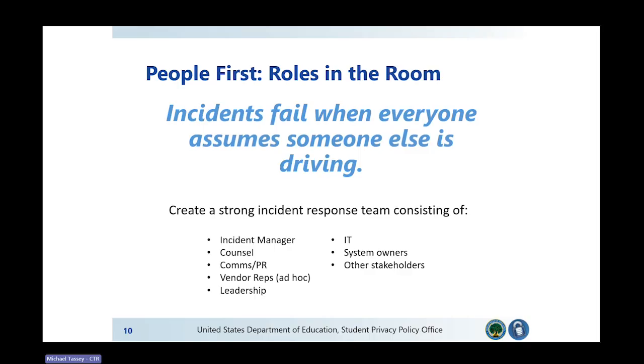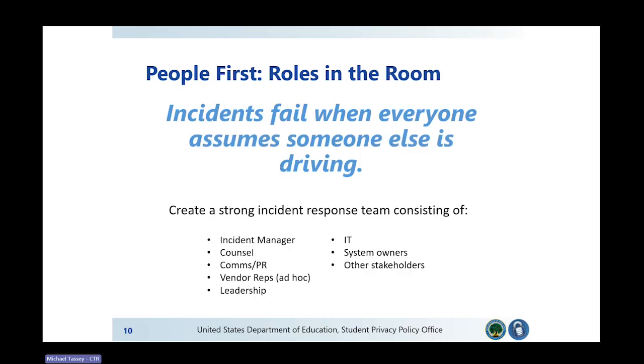Even if it's a third-party breach, remember that you're still going to get calls about it. You're still going to have reporters asking you for statements. You're still going to have angry parents and students calling, etc. So it doesn't matter if the technical incident happened at your school or your college. It's still your incident to run. And so make sure you have that team identified.